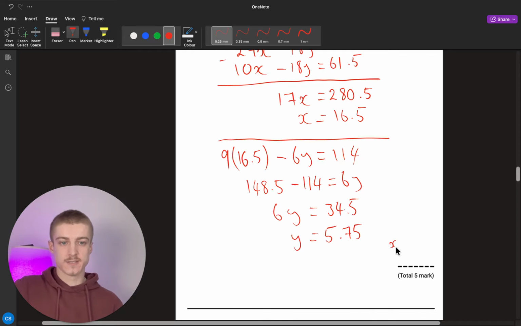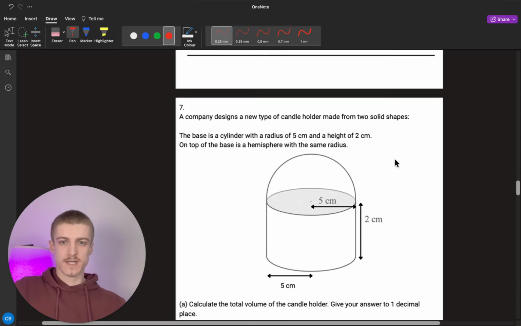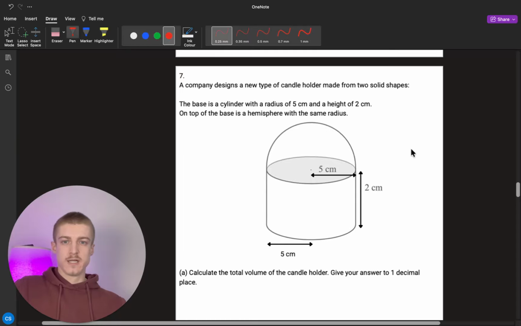The base is a cylinder with a radius of 5 centimeters and a height of 2 centimeters. On top of the base is a hemisphere with the same radius. We need to calculate the total volume of the candle holder and give our answer to 1 decimal place.